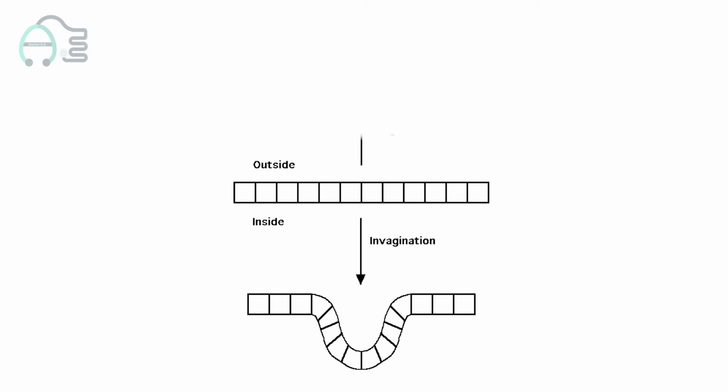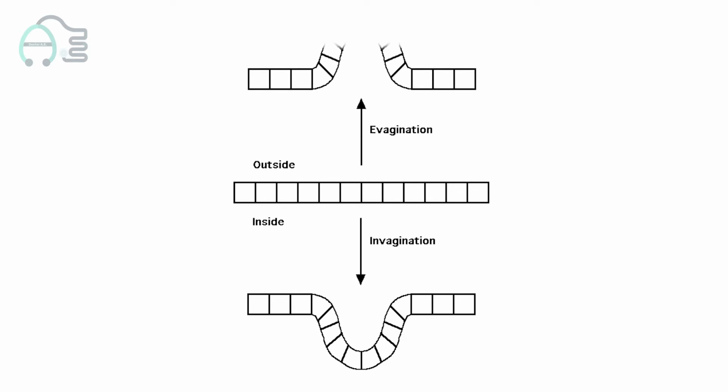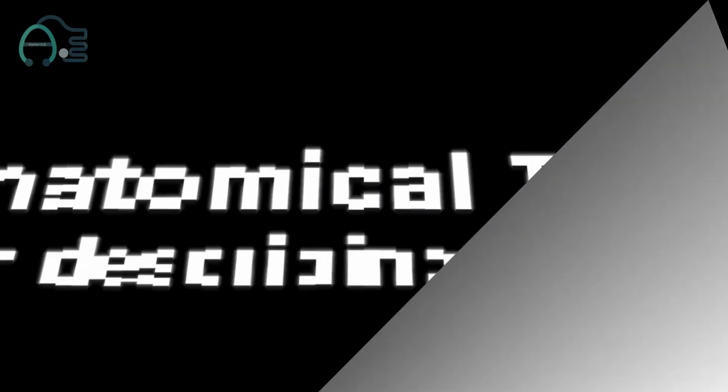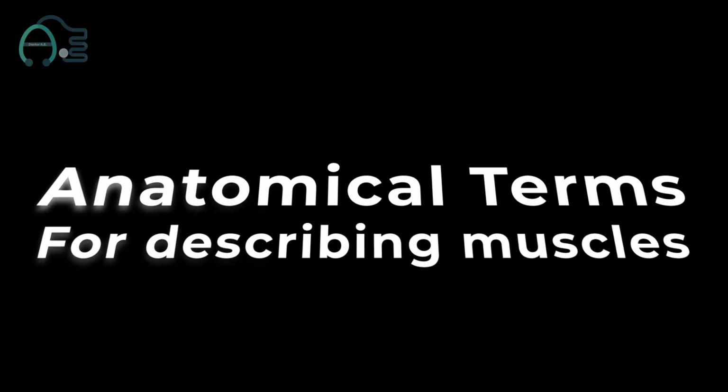Invagination or inward protrusion. It is the enfolding of one part within another part to create a pocket. Exvagination or outer protrusion. It is the protrusion of some part from its normal position. Anatomical terms for describing muscles.